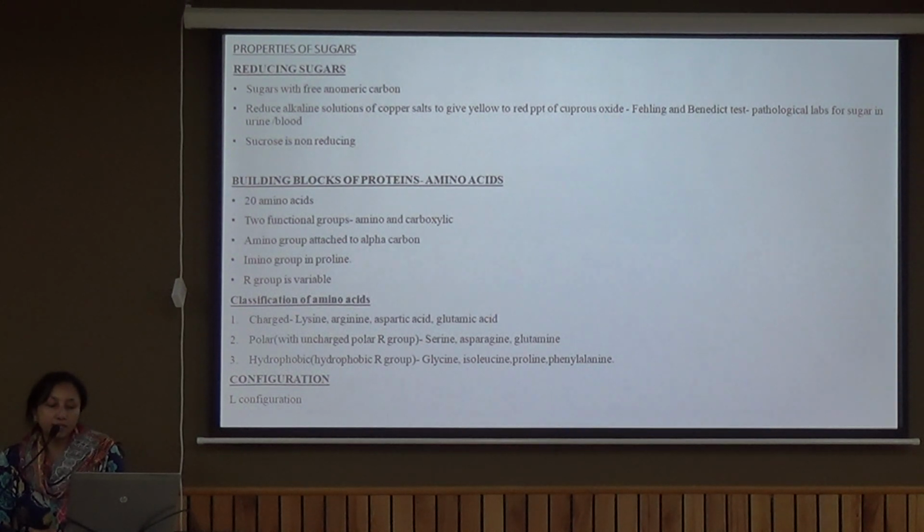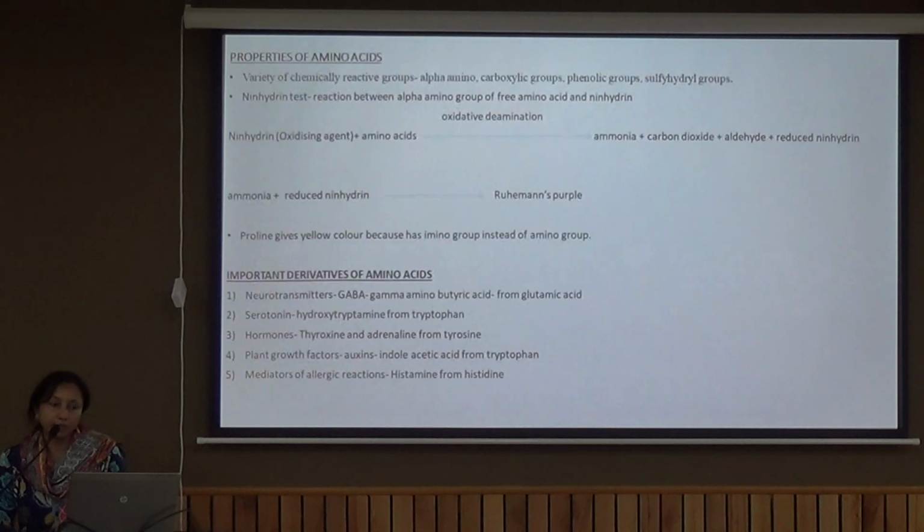The third category is hydrophobic. A hydrophobic R group is present here. Examples are glycine, isoleucine, proline, phenylalanine. The configuration of amino acids present in living organisms is generally the L configuration.